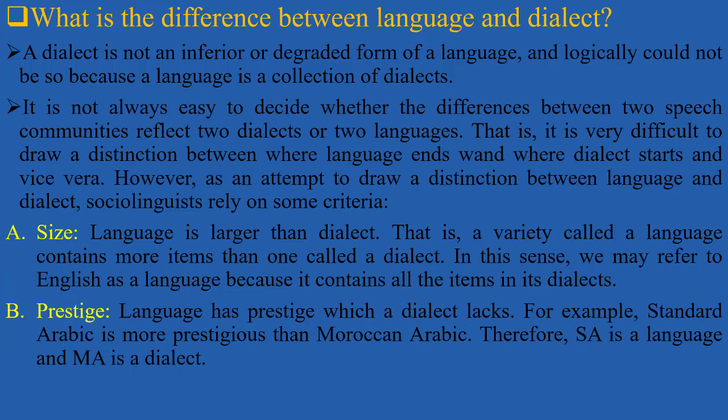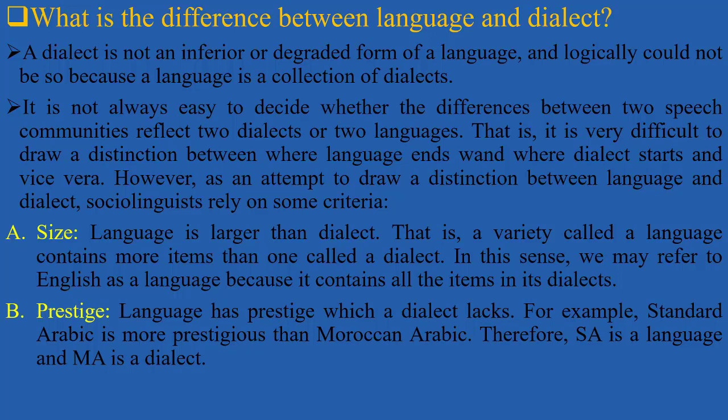So what is the difference between language and dialect? A dialect is not an inferior or degraded form of language, and logically could not be so because a language is a collection of dialects. So it is not always easy to decide whether the differences between two speech communities reflect two dialects or two languages. Okay, that is, it is difficult to draw a distinction between where language ends and where dialect starts, and vice versa. However, as an attempt to draw a distinction between language and dialect, sociolinguists rely on some criteria.